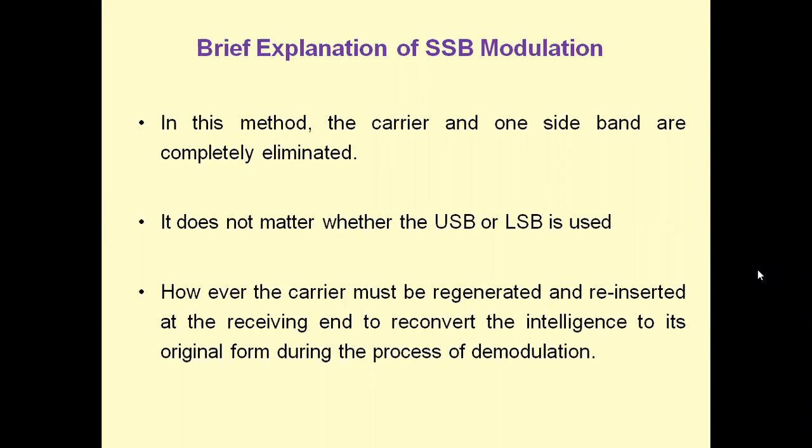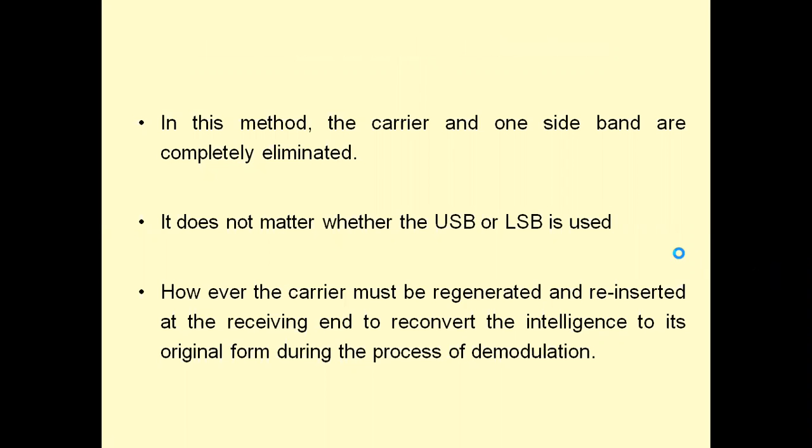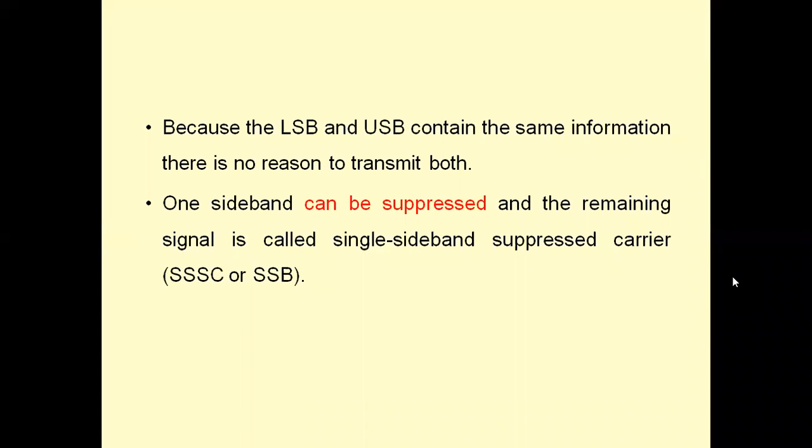However, the carrier must be generated and reinserted at the receiving end to recover the intelligence to its original form during the process of demodulation. The carrier is to be recovered from the received sideband. That carrier is used in the synchronous detector in order to demodulate and get back the original information. Because the lower sideband and upper sideband contain the same information, there is no reason to transmit both. One sideband can be suppressed and the remaining signal is called single sideband suppressed carrier.